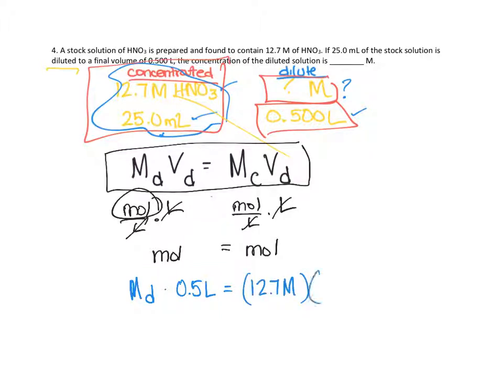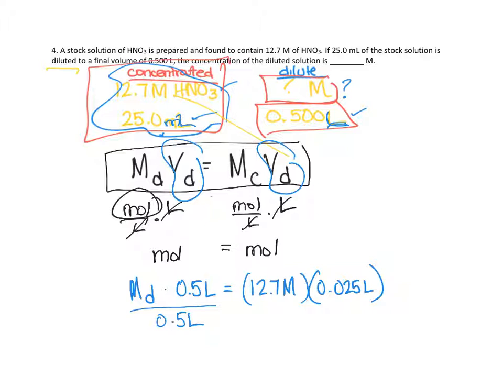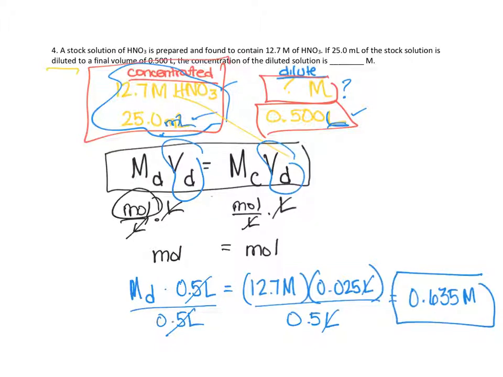And here's the only thing you have to be careful of. Your volumes need to be the same unit because they're going to cancel. So this is in liters, this is in milliliters, and we converted the 25 milliliters a little bit ago. I just erased it, so let's assume we still know what that is. So there's that volume in liters. I want to solve for molarity of the diluted solution, so I'm going to divide both sides by 0.5 liters. And guess what? When you do the math, you get the exact same answer. All right, so there you go, guys.